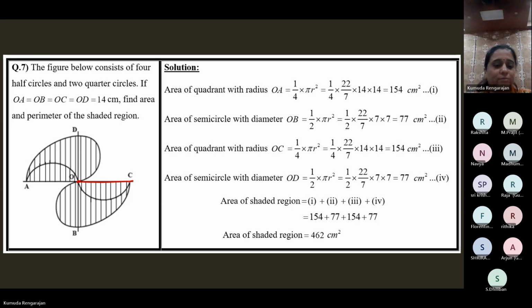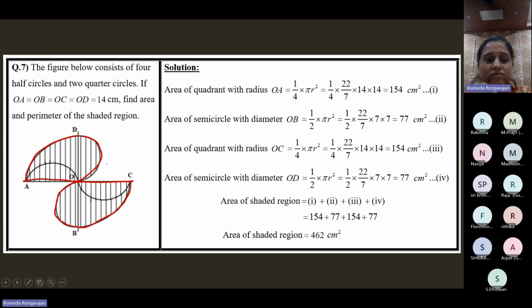OC plus length of arc CB plus length of arc BO plus the line segment OA plus length of arc AD plus length of arc DO. See, we've come back to the starting point. We started at O and we came back to O. So this is what you'll have to find.